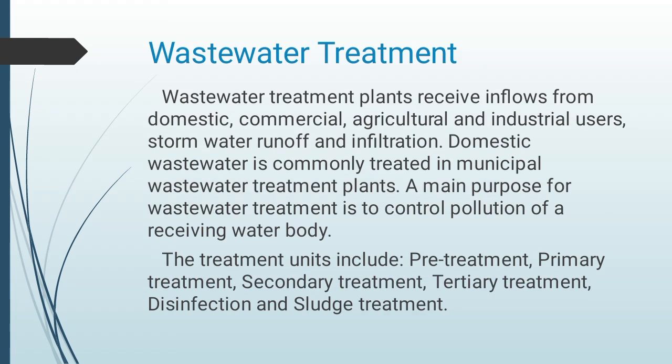Wastewater treatment. Wastewater treatment plants receive inflows from domestic, commercial, agricultural, and industrial users, stormwater runoff, and infiltration. Domestic wastewater is commonly treated in municipal wastewater treatment plants. A main purpose of wastewater treatment is to control pollution of a receiving water body. The treatment units include pre-treatment, primary treatment, secondary treatment, tertiary treatment, disinfection, and sludge treatment.